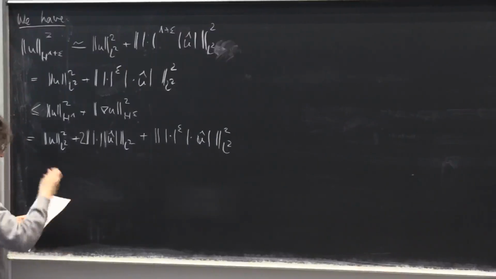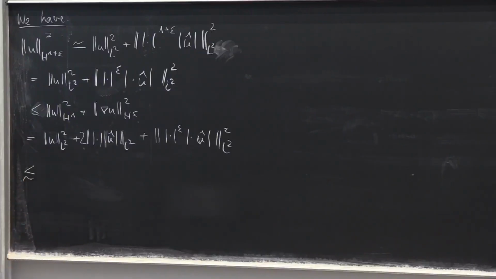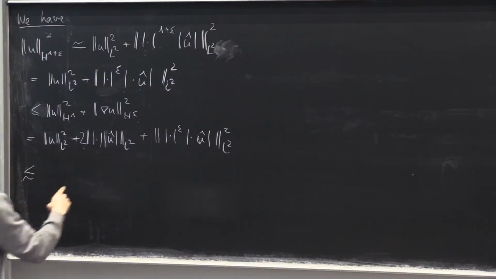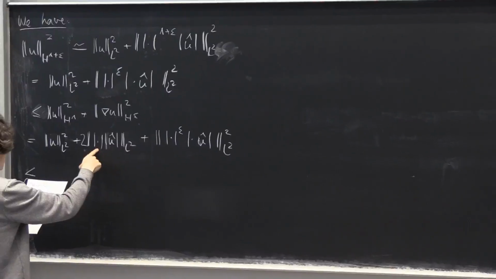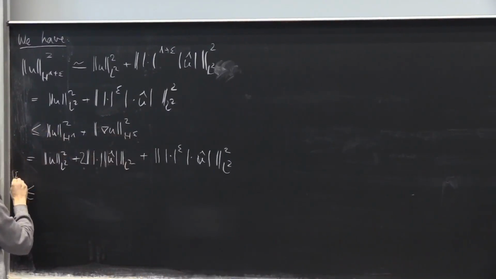And now what we will do is, let's first forget the 2. Then what I will use is that modulus of psi is less or equal than 1 plus modulus of psi to the 1 plus epsilon for all psi. So for large psi, this is clear because 1 plus epsilon is a bigger exponent than 1. And for small psi, let's say psi less than 1, we can just estimate by 1. Okay. So I can always estimate modulus of psi by this.